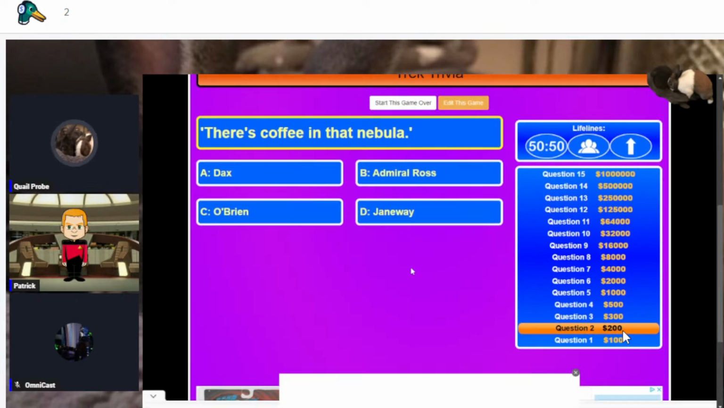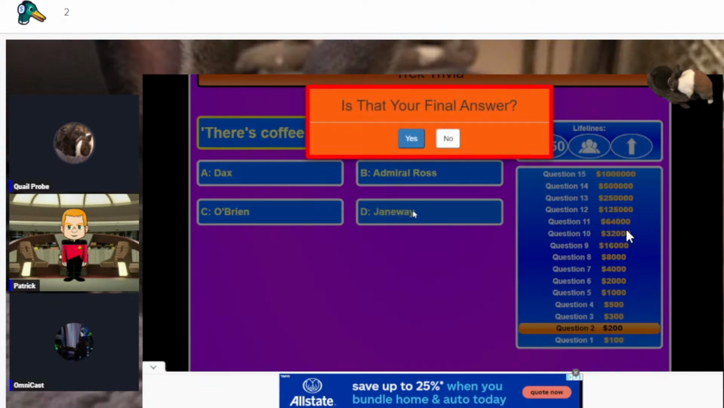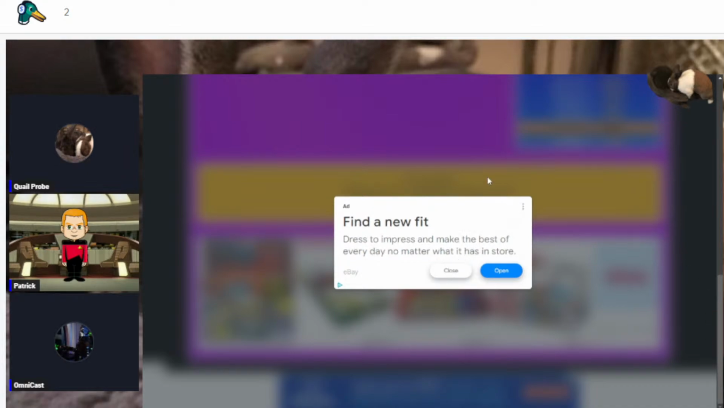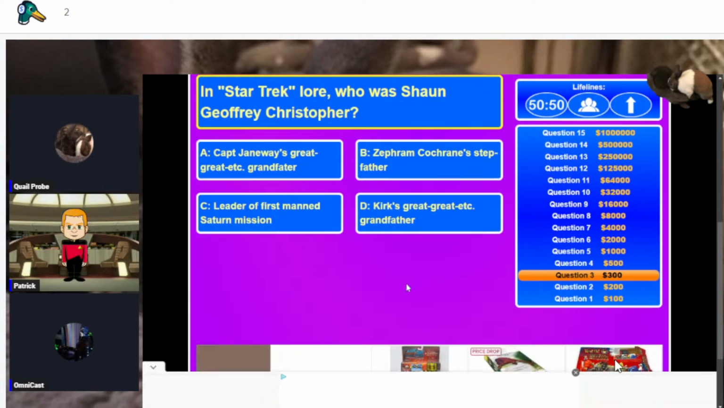For 200 points, who said this: there's coffee in that nebula? A, Dax, B, Admiral Ross, C, O'Brien, or D, Janeway. I like that you have Ross with an admiral and the rest without rank, but D, Janeway. Yeah, exactly.